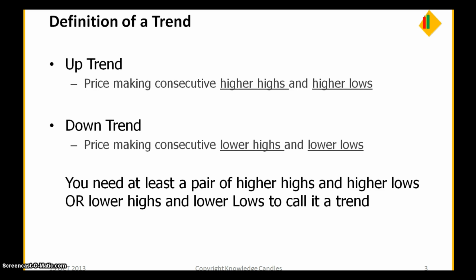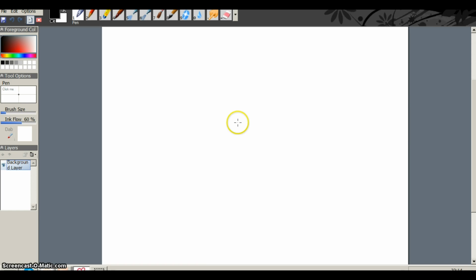If it is making higher highs and higher lows consecutively, it is in an uptrend till it breaks that. And likewise, it is said to be in a downtrend if it is making consecutive lower highs and lower lows. Just to illustrate my point, let me use a drawing tool.